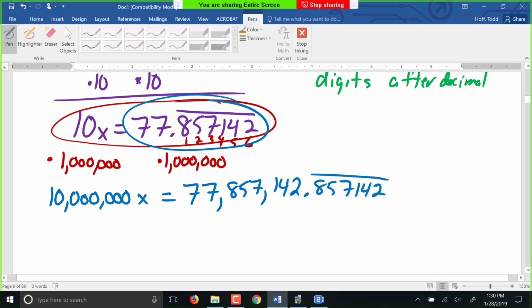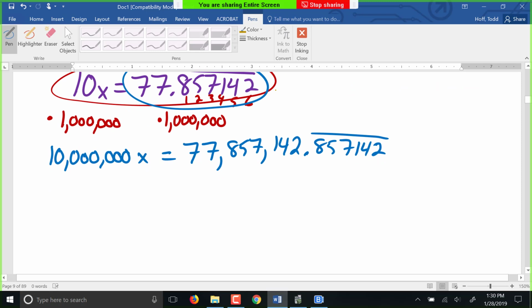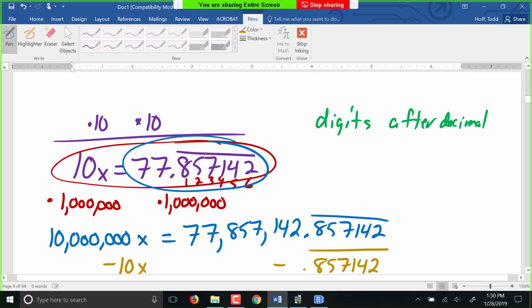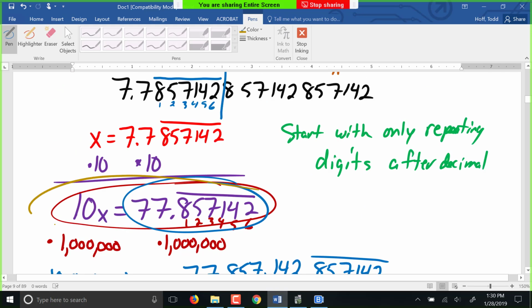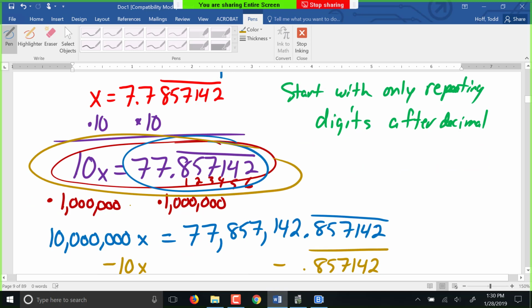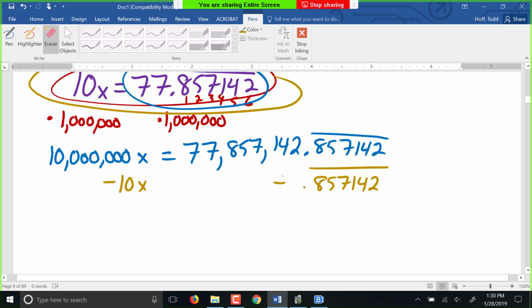Any questions so far? This doesn't look like it's going to be fun, does it? I'll let you know a secret. Even for me, this one's not very fun. We're going to get rid of those repeating digits by subtracting 10x, but remember 10x was equal to 77.857142. So we have to subtract 77 point those repeating digits. So the repeating digits do cancel out.